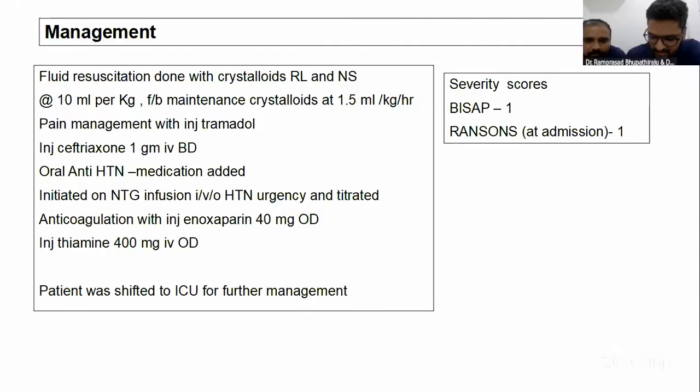Sorry, ma'am. Mild pancreatitis. This one. Yes, ma'am. As per BISAP, it is, ma'am. So, Ranson's also, that is a criteria you should know. You did not elaborate now. I think you can proceed, Dr. Bala. If you agree, you can proceed.